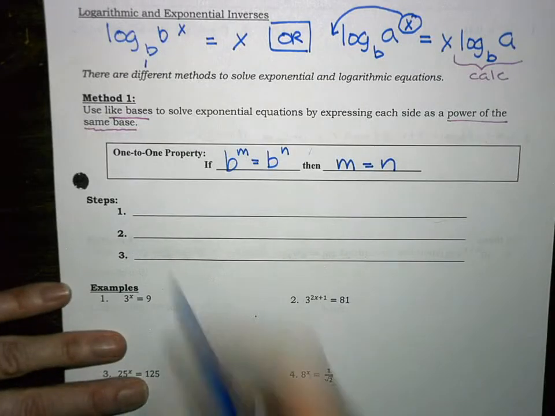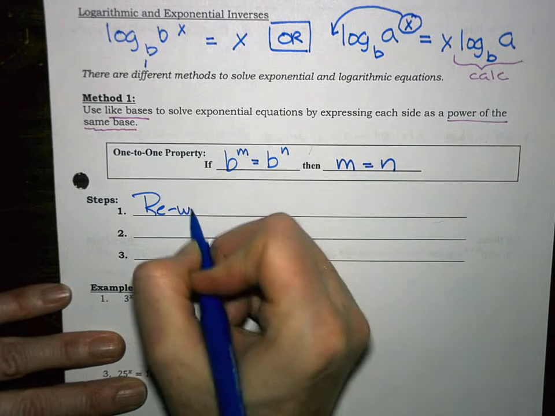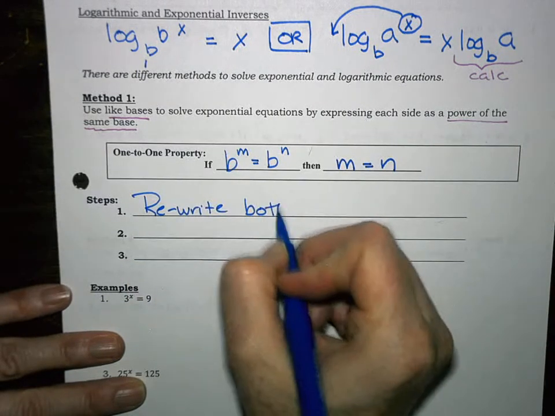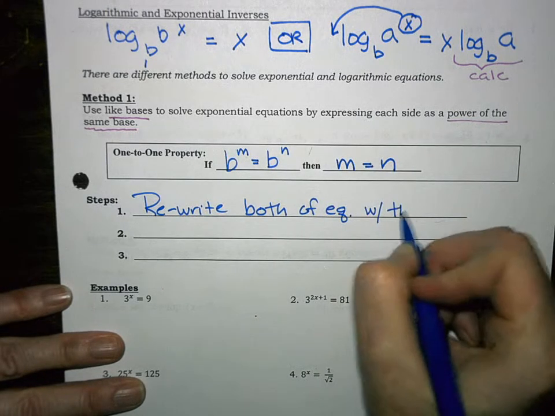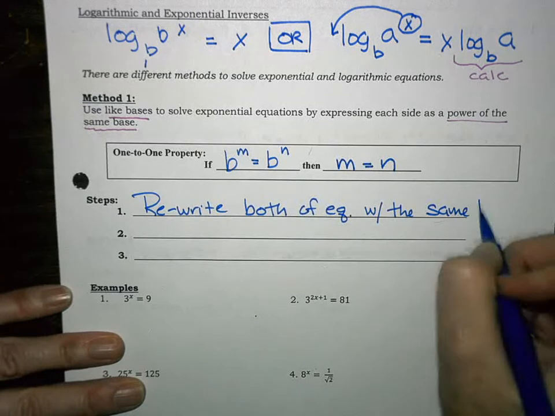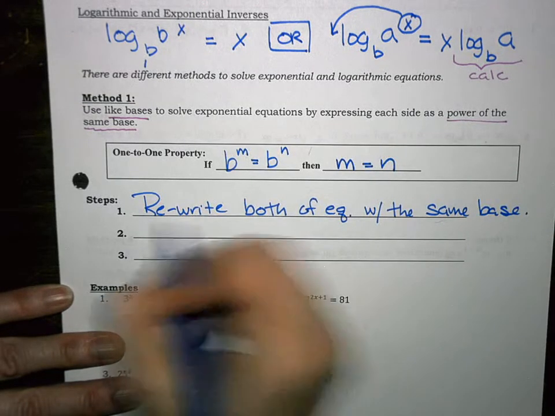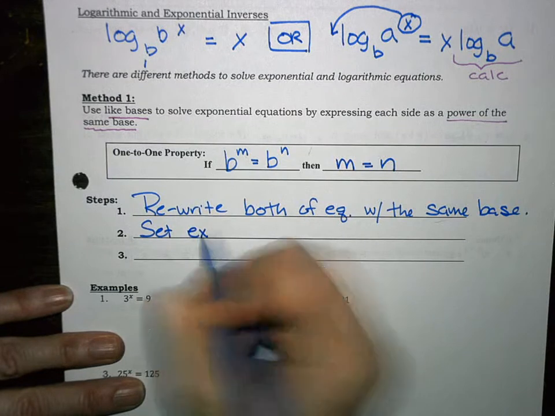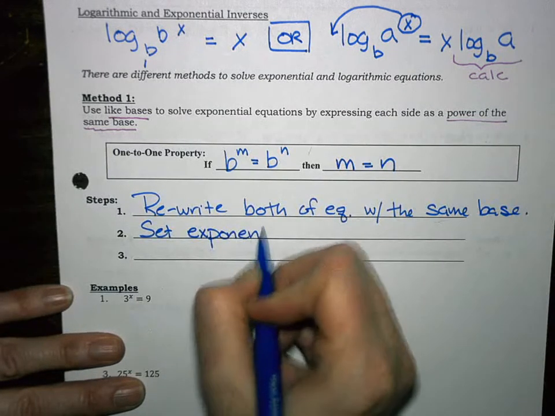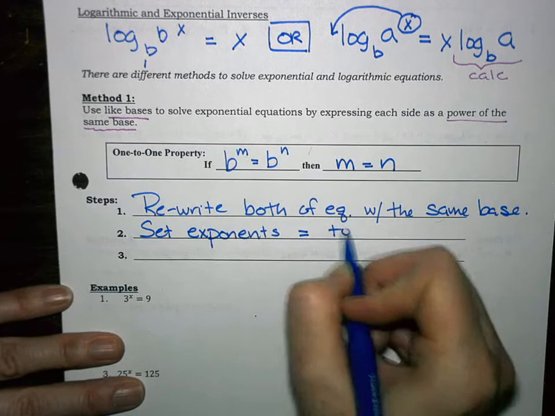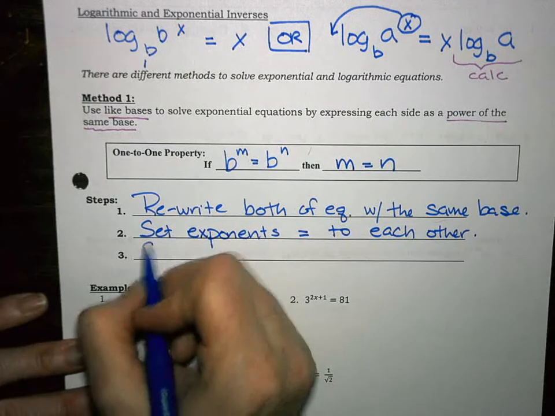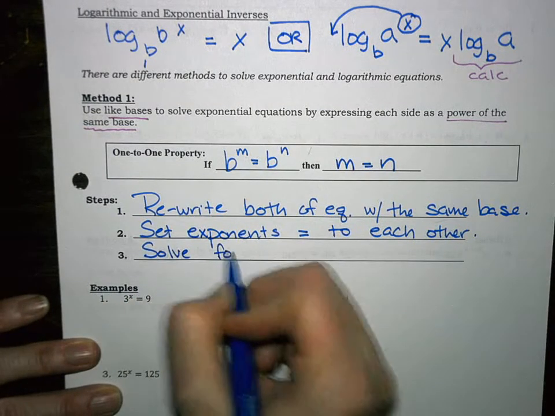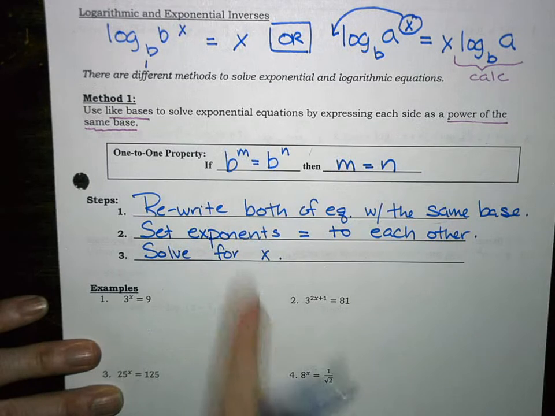Here are our steps. Rewrite both sides of the equation with the same base. And if that doesn't make sense, it will. Number 2, set exponents, m and n, equal to each other. And lastly, solve for x. Okay, so if we can, we're going to let the bases be equal, set m equal to n, and solve. Here we go.